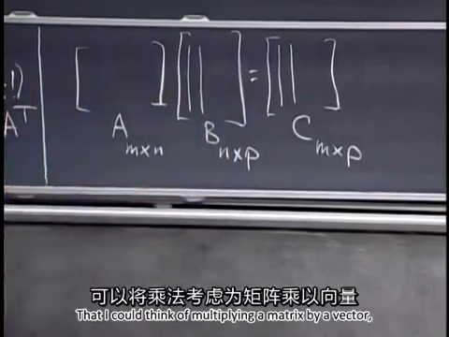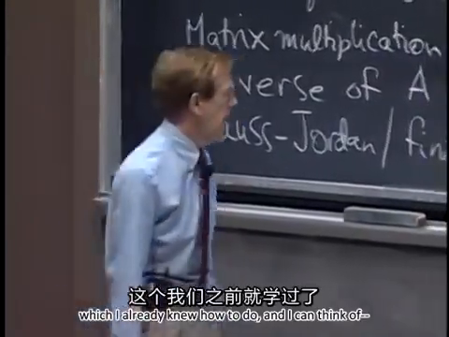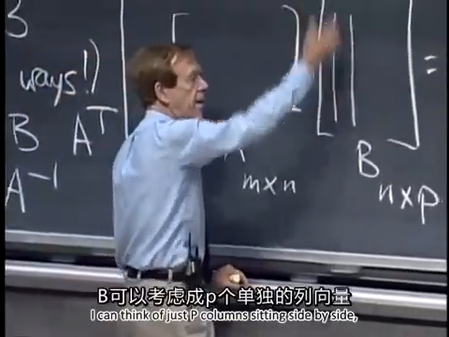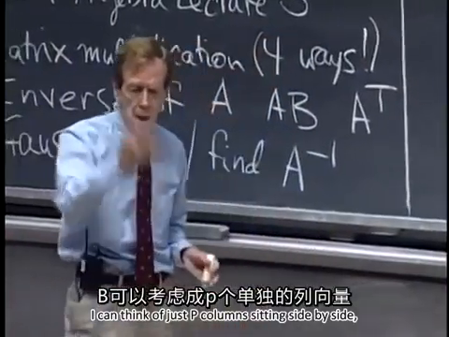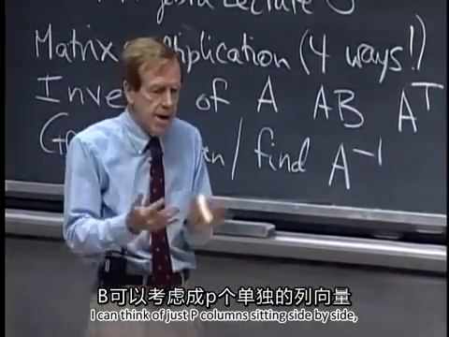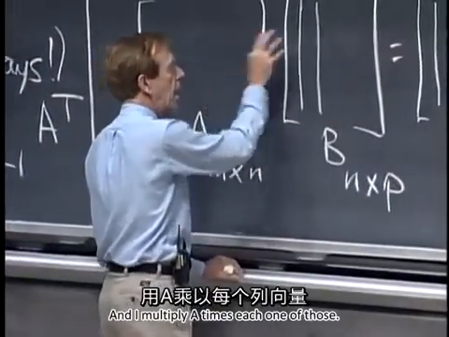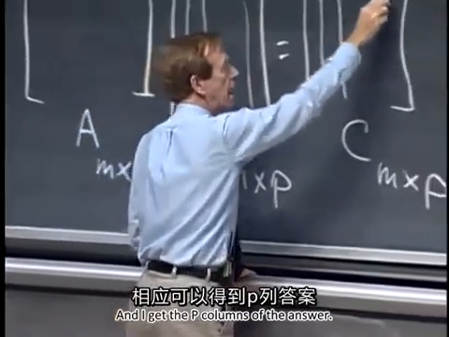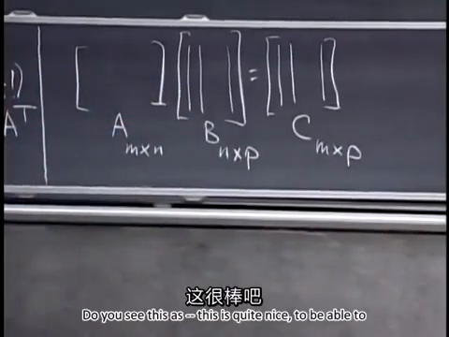I could think of multiplying a matrix by a vector, which I already knew how to do, and I can think of just P columns sitting side by side, just like resting next to each other. And I multiply A times each one of those, and I get the P columns of the answer. Do you see, this is quite nice.